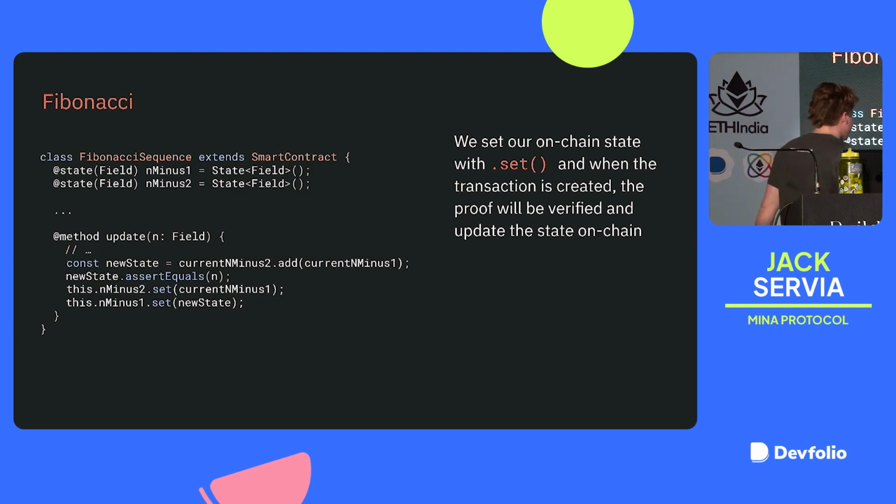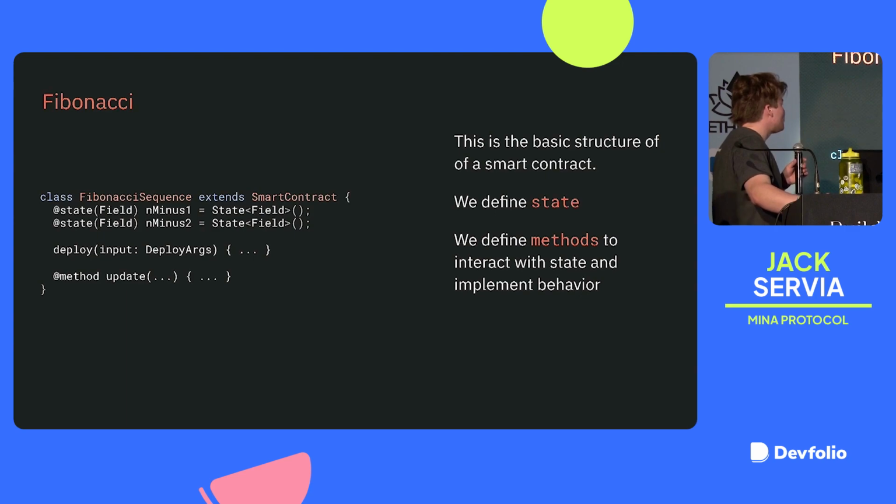Finally, the last thing that we have to do is set our on-chain state to new values. So we're going to take the value that we passed in, the next number in the sequence, and set that to n-1, and then we're going to move n-1 over to n-2, and n-2 is going to get pushed off the end. So that's it. That's the basic structure of the smart contract.